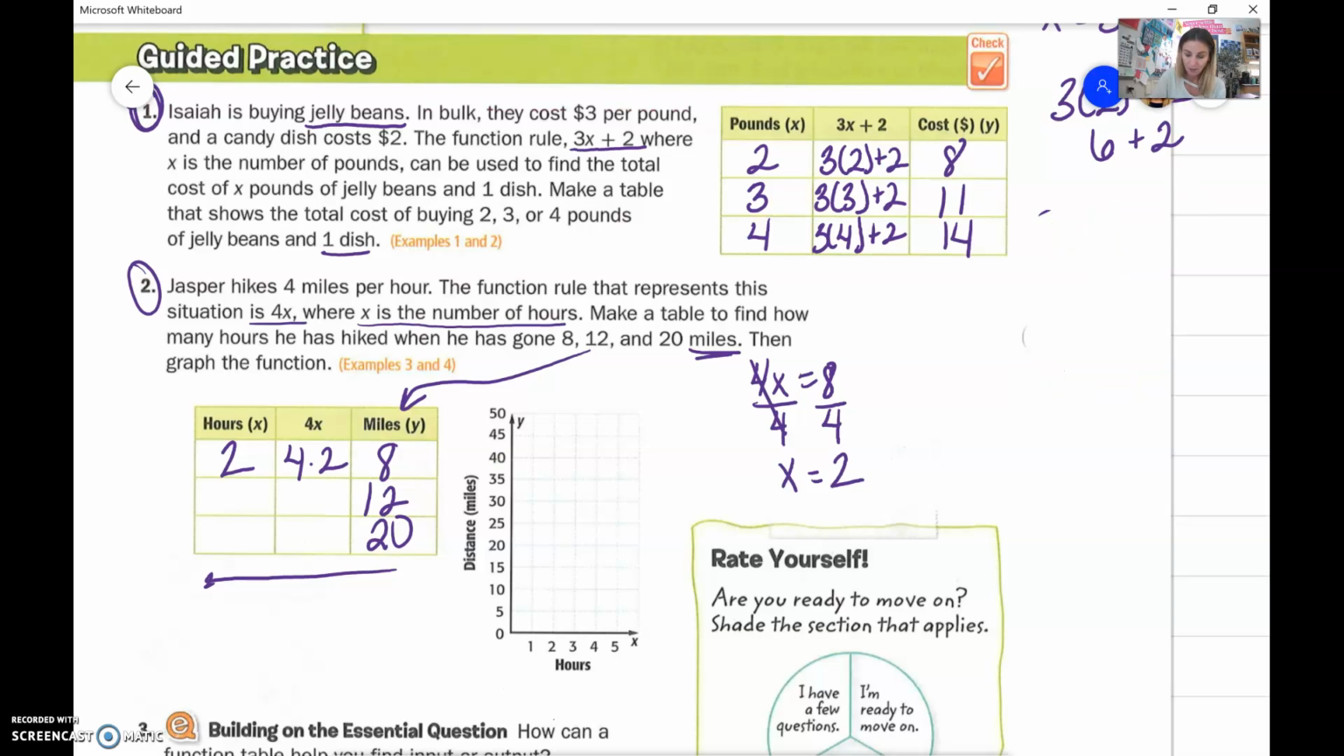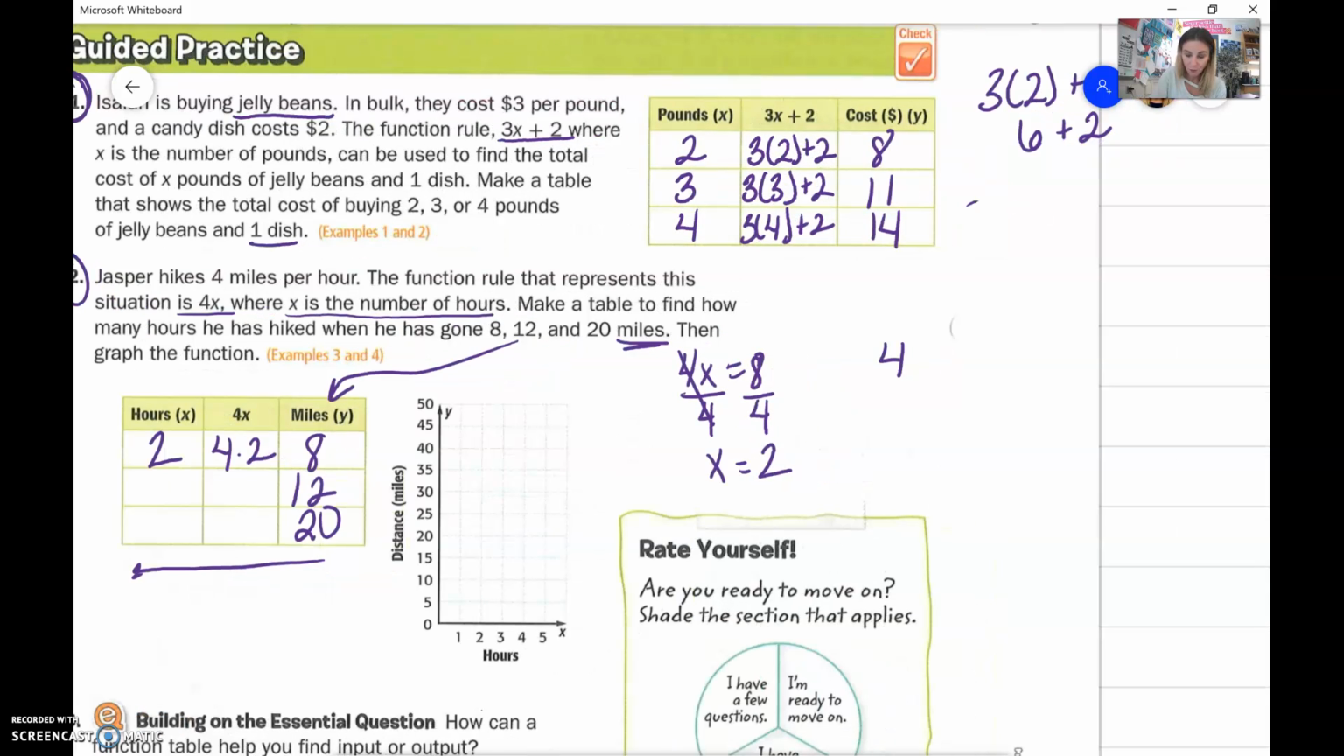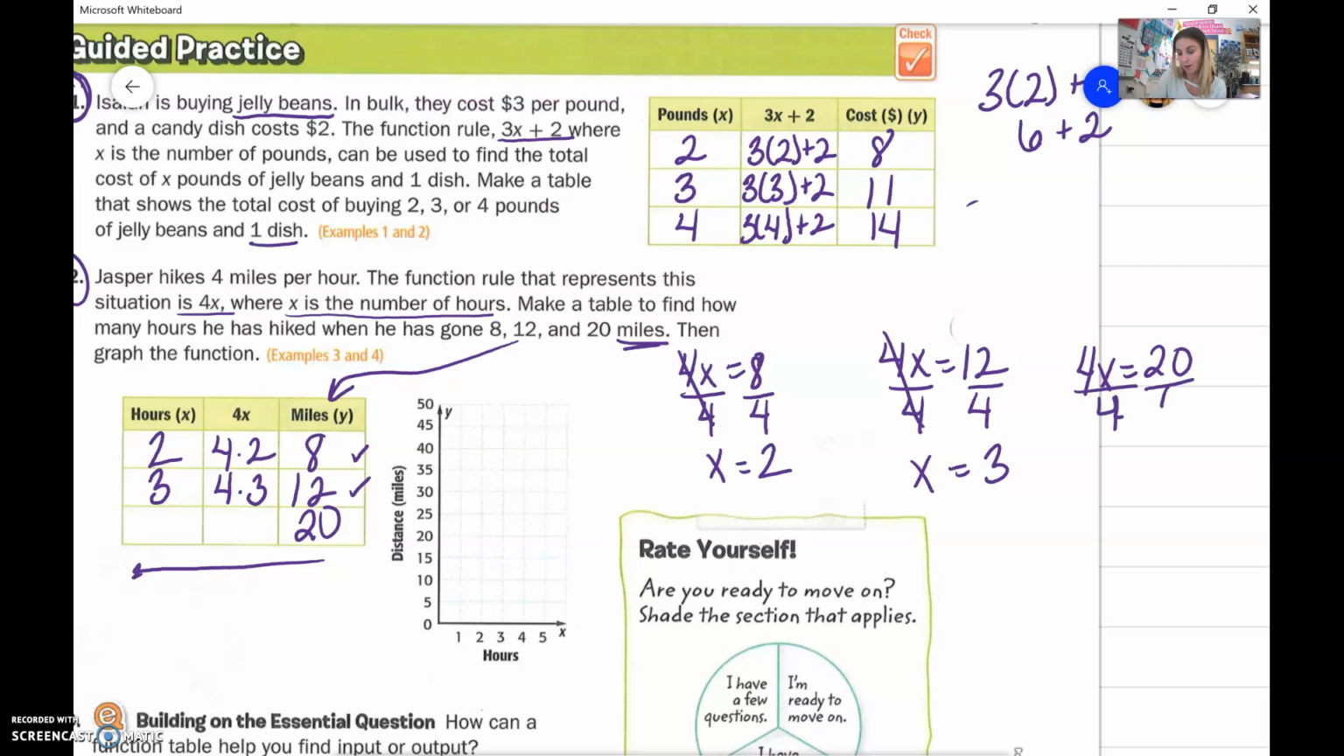I'm going to erase this to give me a little bit more room. Next one is 4x equals 12. We're going to divide each side by 4. We're left with x equals 12 divided by 4, which is 3, so we believe that it is 3 hours. So 4 times 3 is 12. Check, check. We know we've done it right. And the last one, 4x equals 20. We're going to divide each side again by 4 to isolate that variable to get it by itself. 20 divided by 4 is 5. So now I have 4 times 5 is 20. We know we've done it correctly.